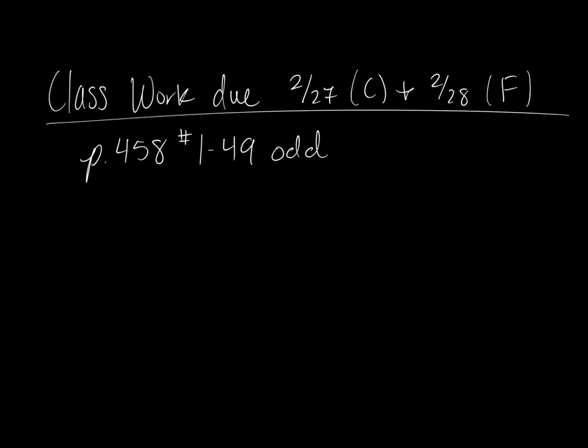And that's the lesson on rational exponents, okay? So the classwork due the 27th for C block and the 28th for F block is at page 458, numbers 1 through 49 odd. I know it seems like a lot, but you'll realize it goes kind of fast once you get the hang of the rational exponents.